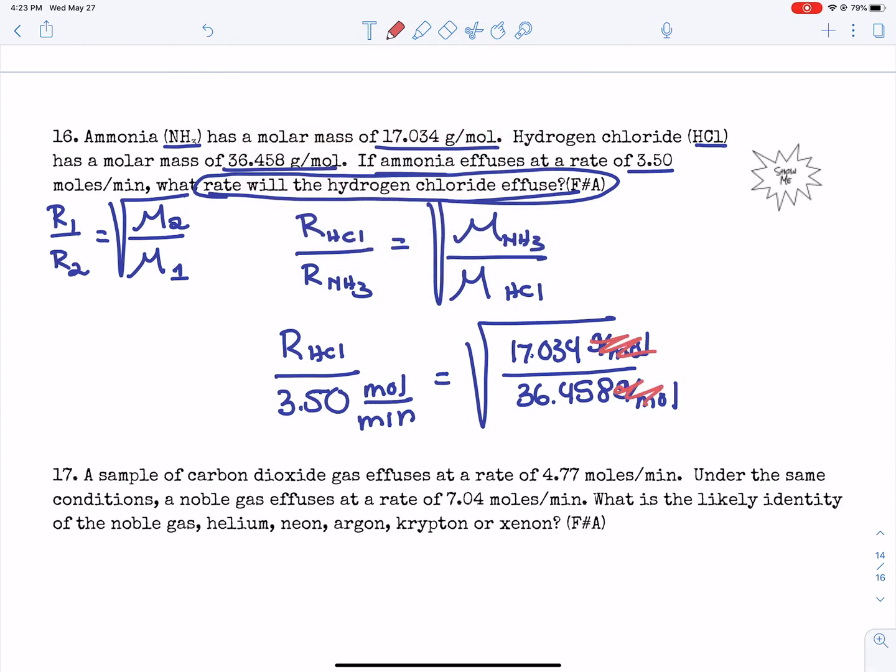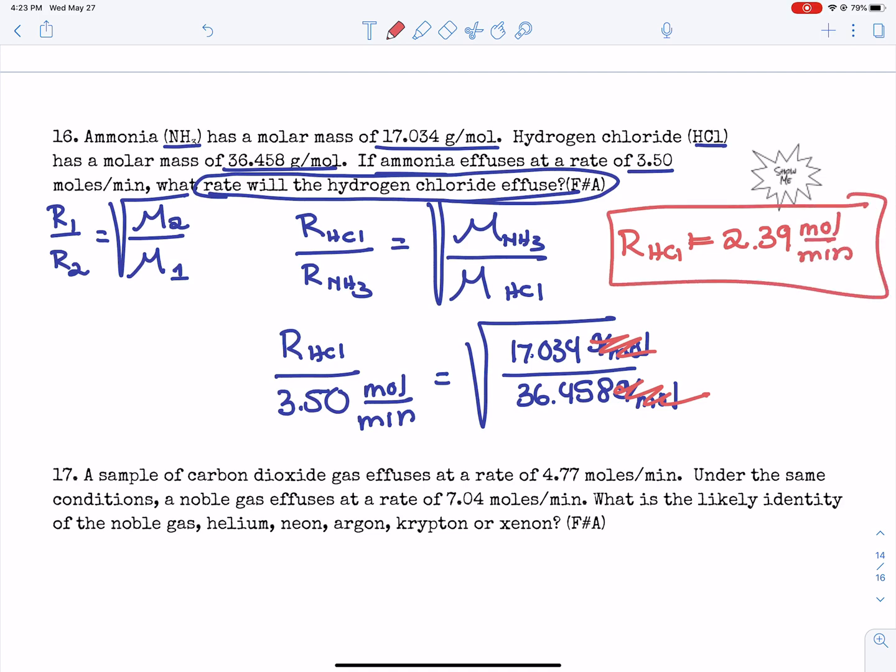These units completely cancel. So I literally, in my calculator, take 17.034 divided by 36.458, then take the square root of that. Then I multiply both sides by 3.50. So the rate of the HCl is equal to, in three significant figures here, 2.39 moles per minute. Right? And it was smaller. The larger molecule effuses at a smaller rate.